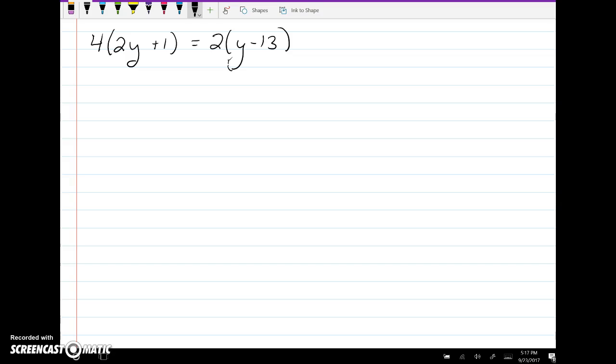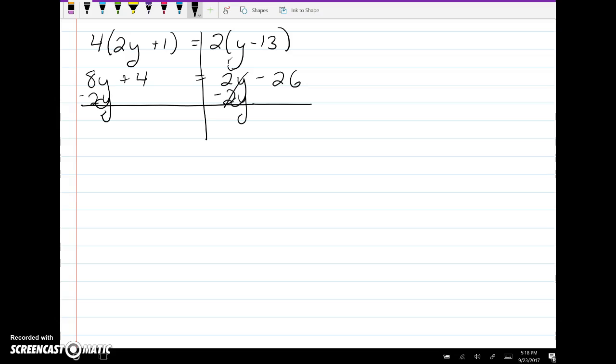Again, we're going to start with our distributing. I'll make my line for you guys. 4 times 2y is 8y. 4 times positive 1 is positive 4. Equals 2 times y is 2y. 2 times negative 13 is negative 26. I'm going to subtract 2y from both sides. I have positive 6y. I was excited because I did the negative variable before.